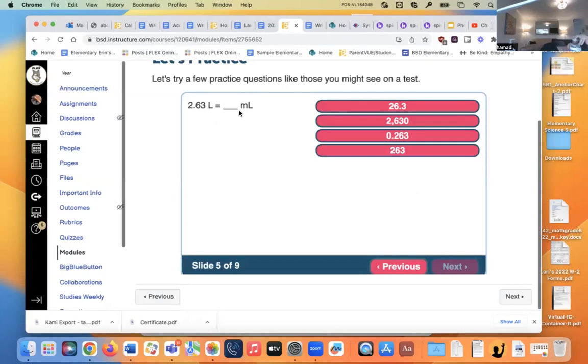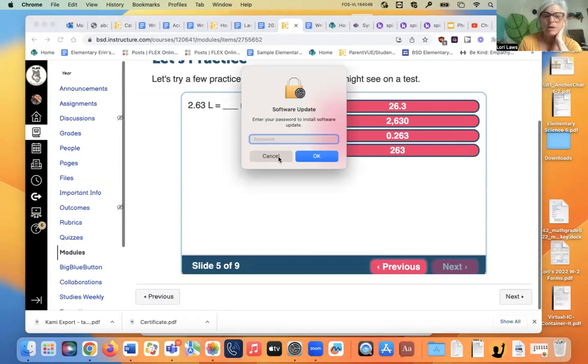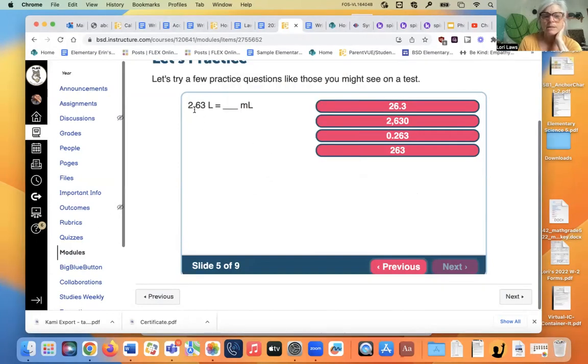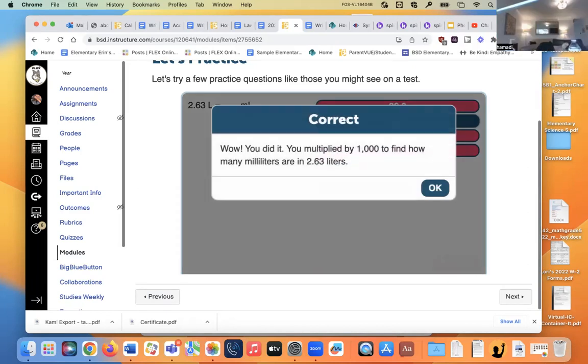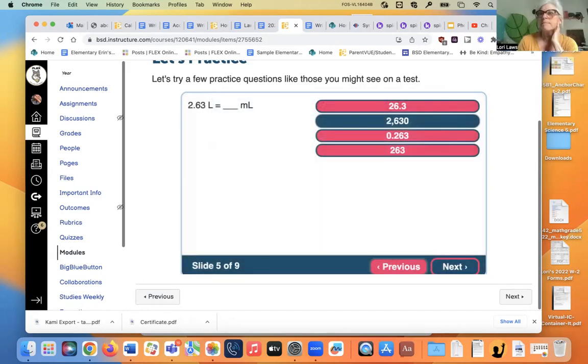All right, liters to milliliters. This is big. These are small. Milli means 1,000. The decimal has to move 3 times. So it's going to get 1,000 times bigger, this number. So it's going to go between the 6 and the 3. Then it's going to go between the 3 and the 0. Then you're going to pop over and add a 0, and it's going to be 2,630. 1,000 times is going to move 3 times. Correct. Did it. There we go.